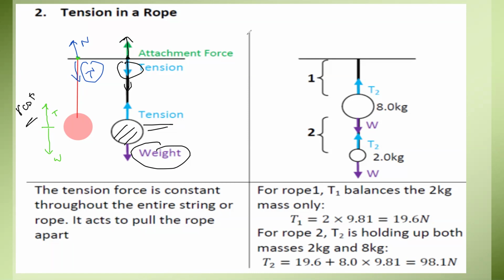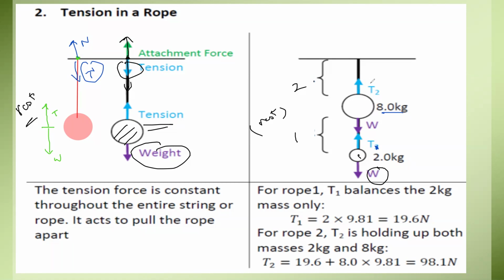So if I have another example, two objects are attached, one is 8 kilogram and another one is 2 kilogram. This is object 1 and this is object 2, and both are stationary at rest. If you want to write the forces for object 1, what are the forces acting on object 1? The weight of object 1 is acting downward and the tension is there.